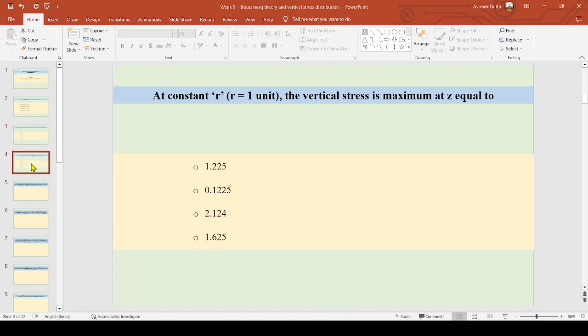Next question. At zero radial distance, the value of Boussinesq influence factor is. That is when r equals 0. The options are 0.647, 0.478, 0.888, 0.239.